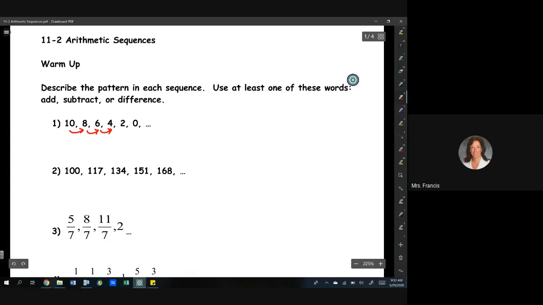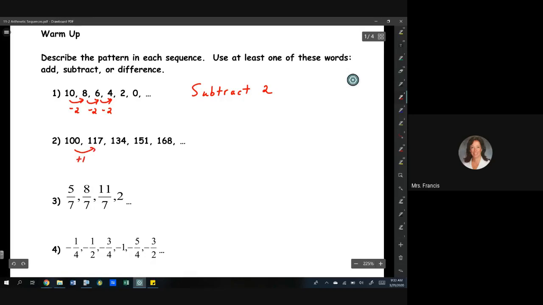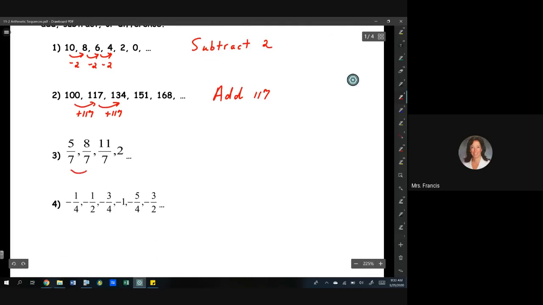It looks like, to get from 10 to 8, we're subtracting 2, 8 to 6, we're subtracting 2. And if you notice, that's the pattern. So in this case, we're subtracting 2. In the next one, if you notice, we're adding 117. So we're going to say add 117. And the next one, we're adding 3/7. So we're going to say add 3/7.